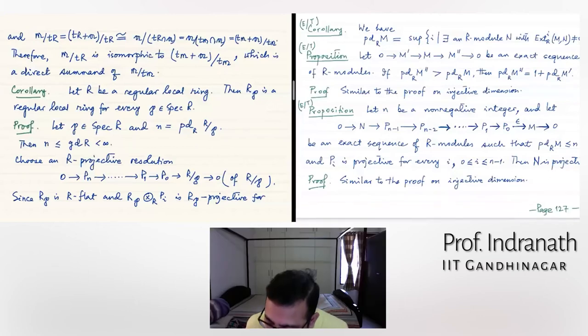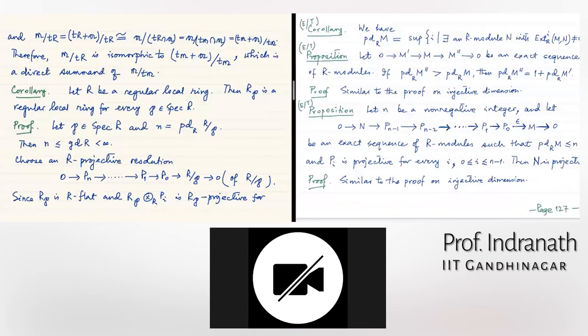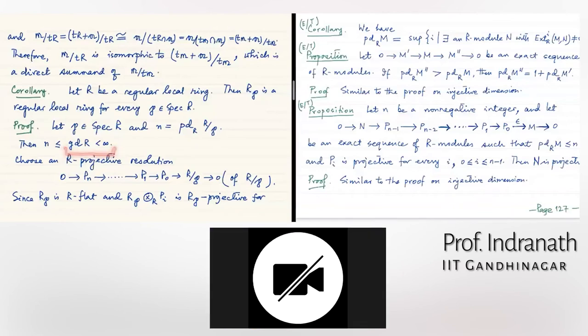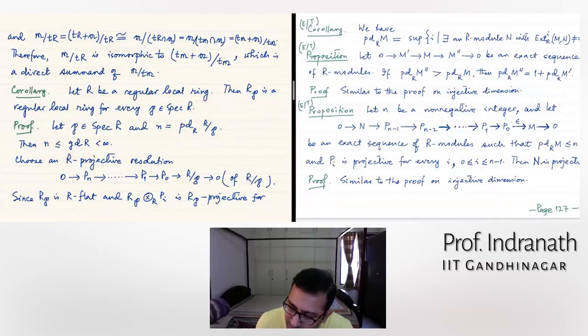What did you say? The R is regular local, so the global dimension is finite. And R by P is at one such moment. Okay. So you have the global dimension finite, because of the regular local. And N is definitely just the projective dimension, so it has to be less than or equal to this. Therefore, this N is also finite. Precisely. Okay. So now once you know that the projective dimension is finite, you can immediately go to a projective resolution.